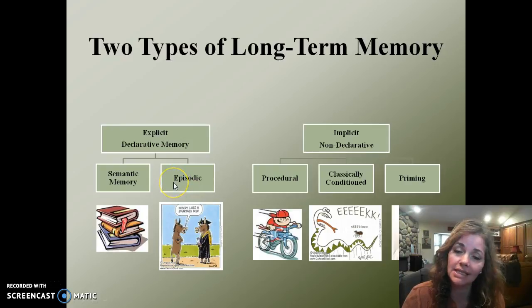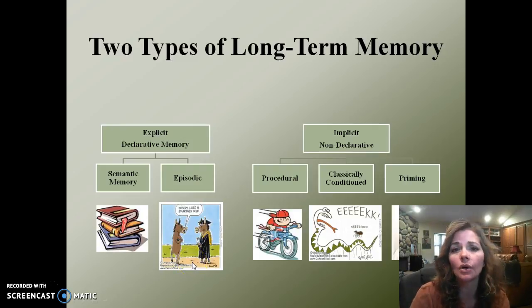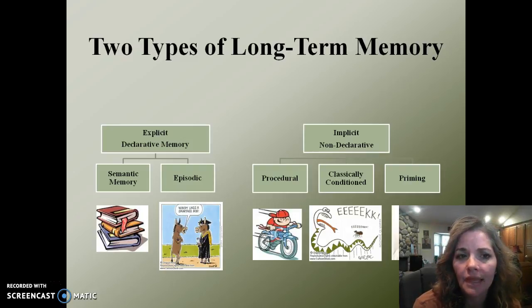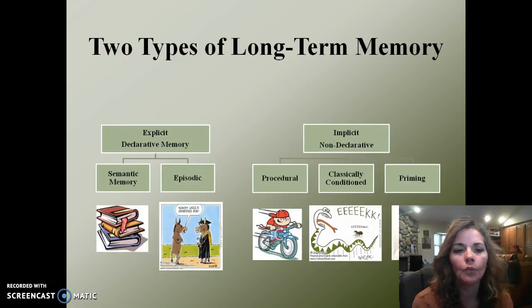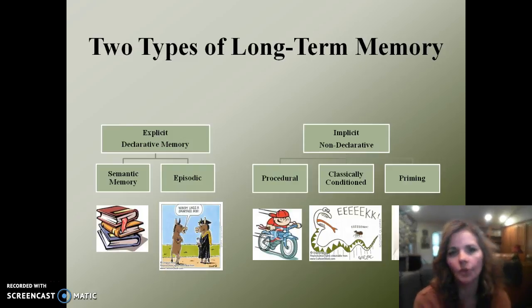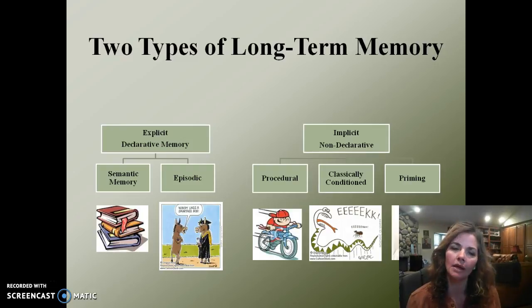Episodic, if you think of episodic as in the episodes of your life, this is also called autobiographical memory. This is your own story. So this is kind of your own personal history. So who was the person that you kissed the very first time? Who was your first grade teacher? Remember your third birthday party, or remember the first time you went to Disneyland, or when you graduated from high school. All those kind of personal memories that reflect the episodes of our lives.